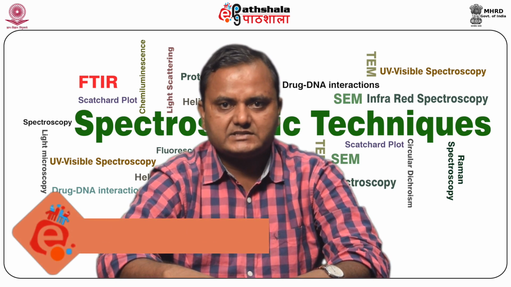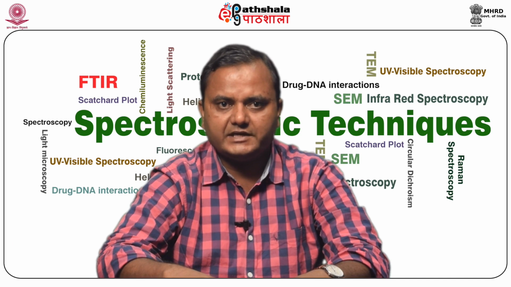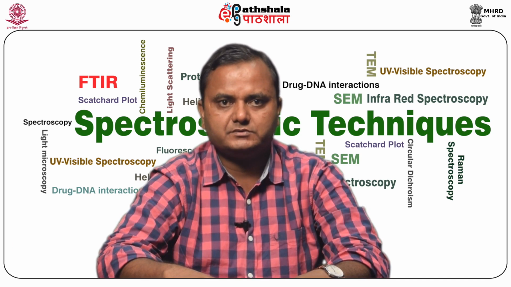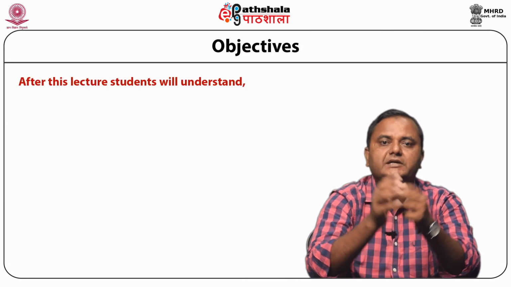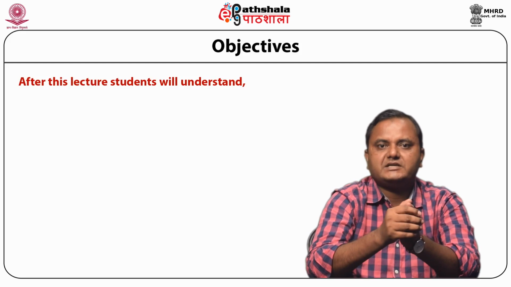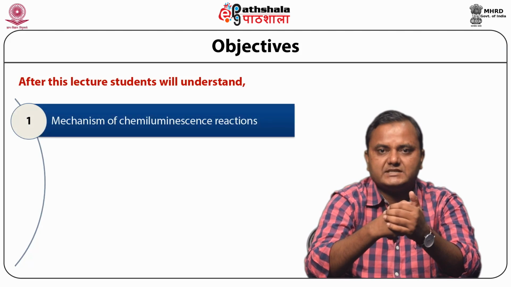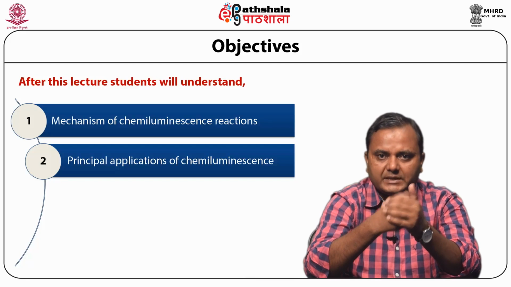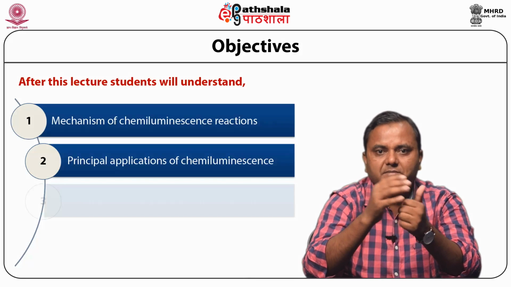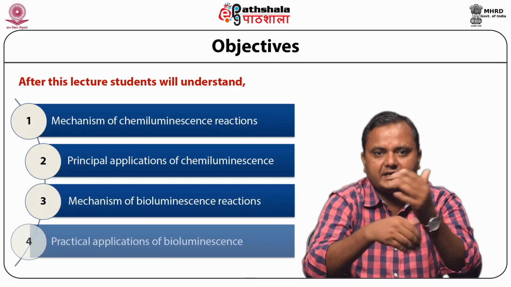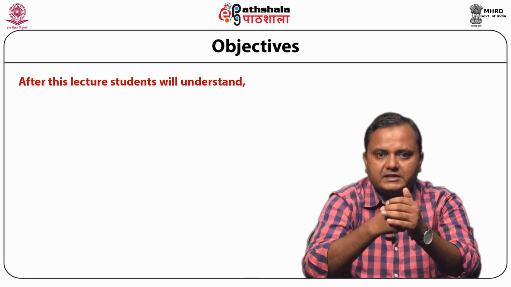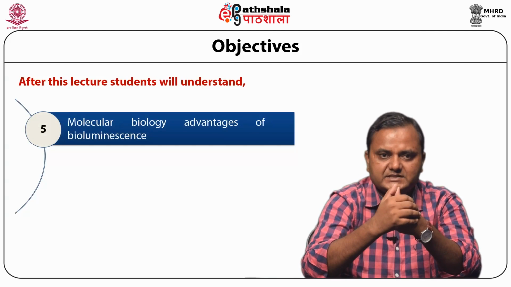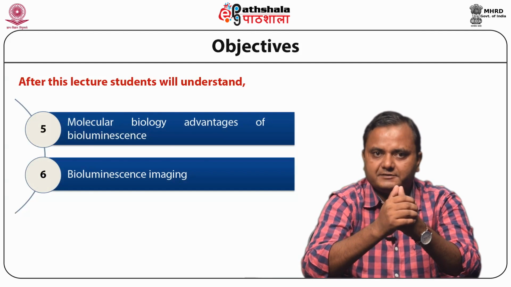Today we are going to discuss the module Chemiluminescence and Bioluminescence from the paper Techniques used in Molecular Biophysics 2. After this module, a student will be able to understand the mechanism of chemiluminescence reaction. Then we talk about the principal application of chemiluminescence, then the mechanism of bioluminescence reaction, practical application of bioluminescence, and then we talk about the molecular biology advantage of bioluminescence and bioluminescence imaging in detail.